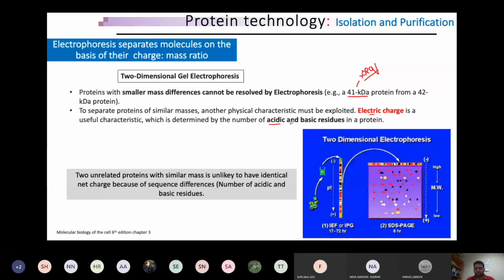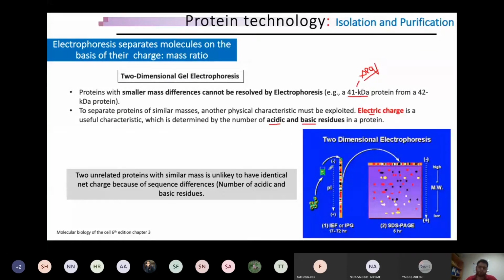So there are acidic amino acids, there are basic amino acids. If there are more acidic amino acids, this protein might be negatively charged. If there are more basic amino acids, this could be a positively charged protein, and so forth. And we know how it is happening. So you could take this information as an opportunity to separate proteins, even unrelated proteins.